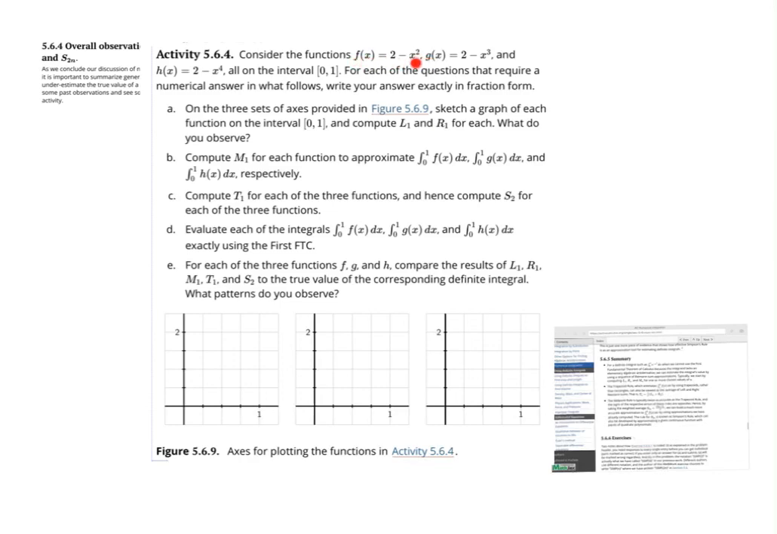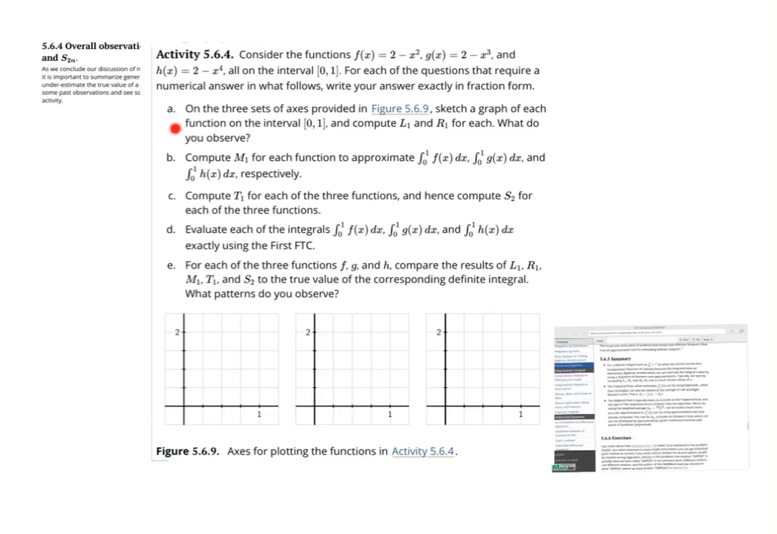So we have these three functions, 2 minus x squared, 2 minus x cubed, and 2 minus x to the fourth, all considered on the interval 0, 1. And it'll be very helpful if you keep your answers in fraction form as much as possible, because we want to get as exact an answer as possible. Once you've gotten the fraction at the end, if you want to divide it out to get a decimal approximation, that's fine, but keep everything in fractions as much as possible so that we maintain precision.